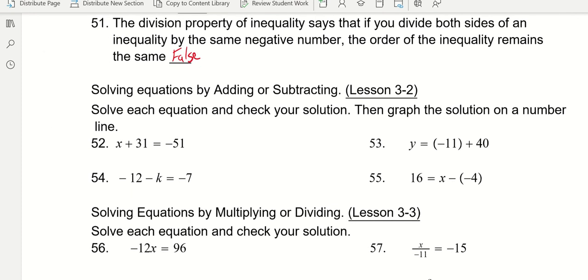52. Solve each equation and check your solution. Then graph the solution on a number line. We're going to subtract 31 from both sides. The inverse of addition is subtraction, so we get x is equal to negative 82.